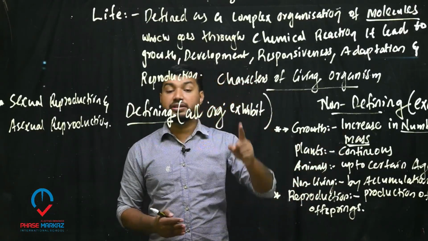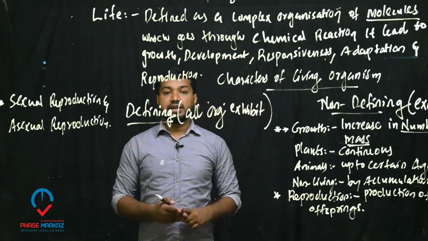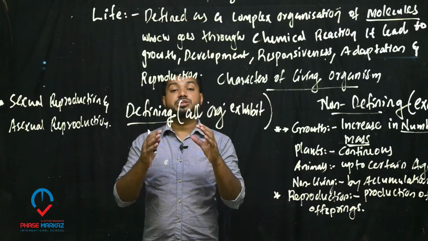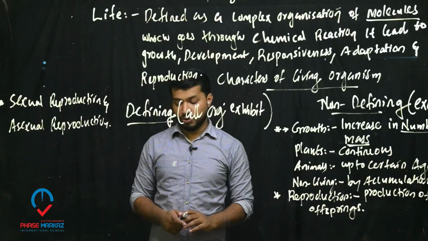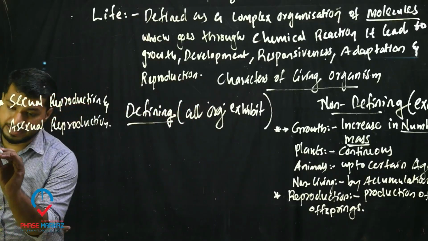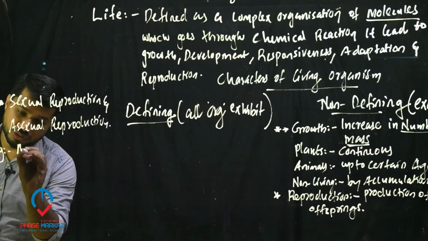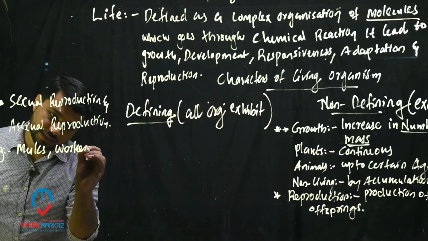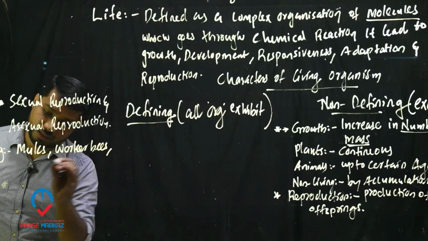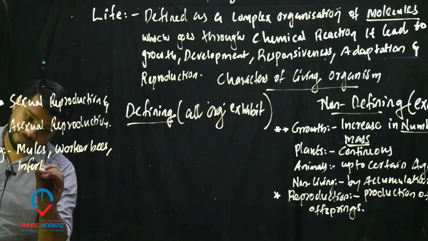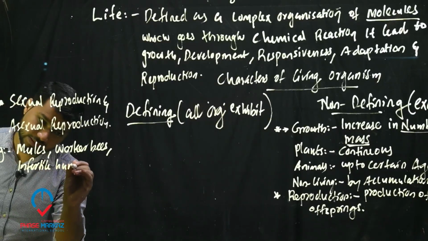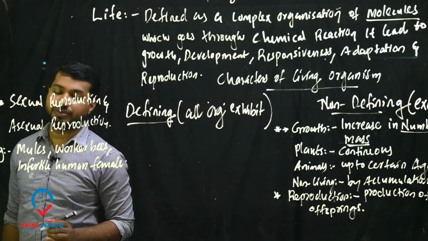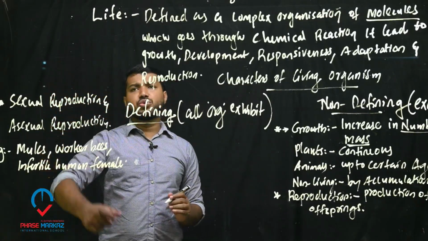Reproduction, why did we include it in the non-defining property? Some of the living organisms may not show the property of reproduction. So what are the examples for that? Example: mules, worker bees, infertile human female.